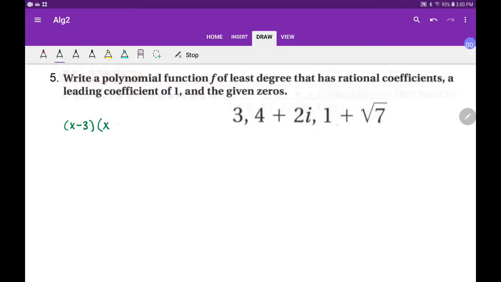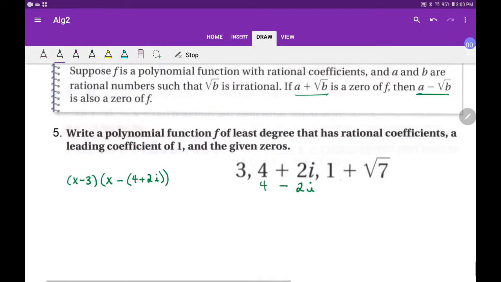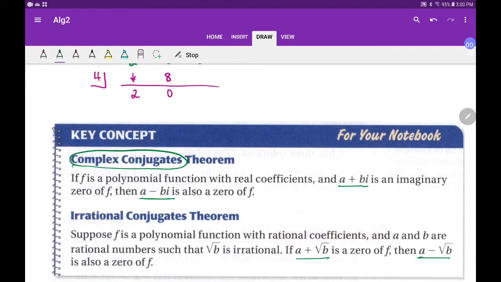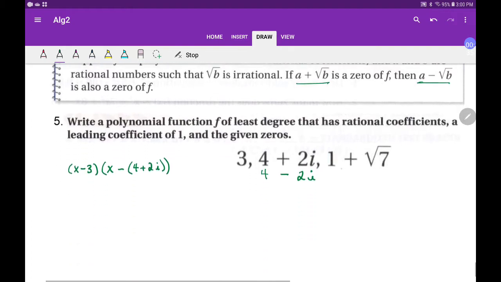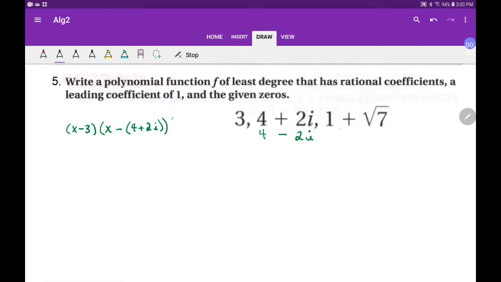We have x minus (4 plus 2i), and I put that in parentheses because I always subtract the root. And if I have 4 plus 2i, I also have 4 minus 2i, right? Because if you look up here, the complex conjugates, if I have a plus bi, then I have a minus bi. Okay, so I also have x minus (4 minus 2i).